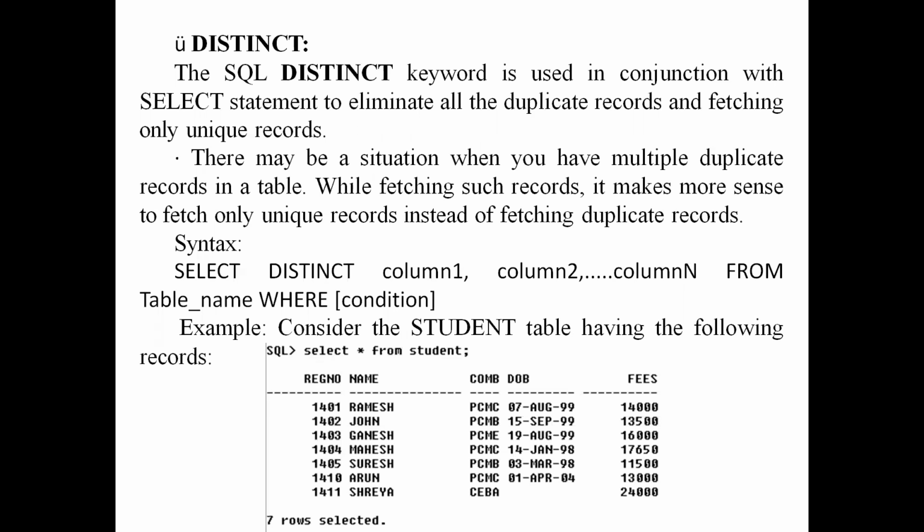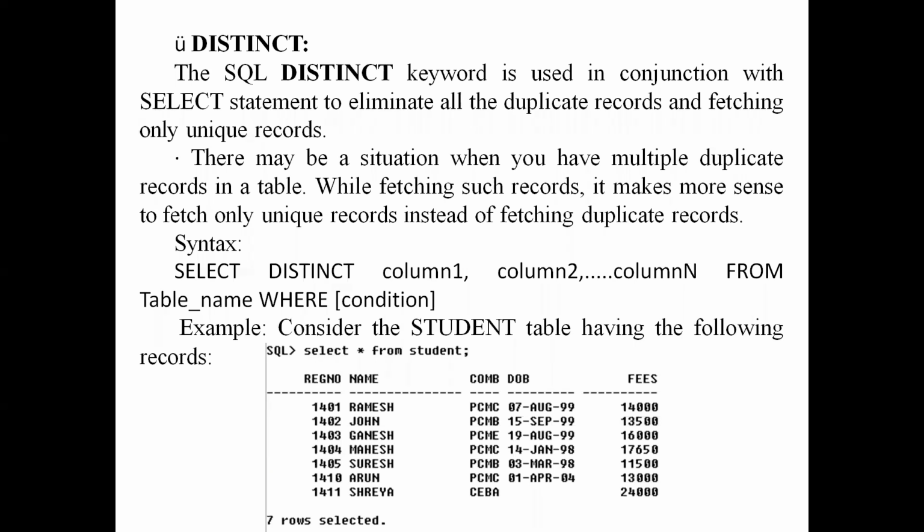So in this syntax, select, distinct, from, where are the keywords, reserved words, and column 1 to column n and table name are user-defined names. Column 1 to column n are the field names of the columns, and table name is the name of the table, ending with semicolon.